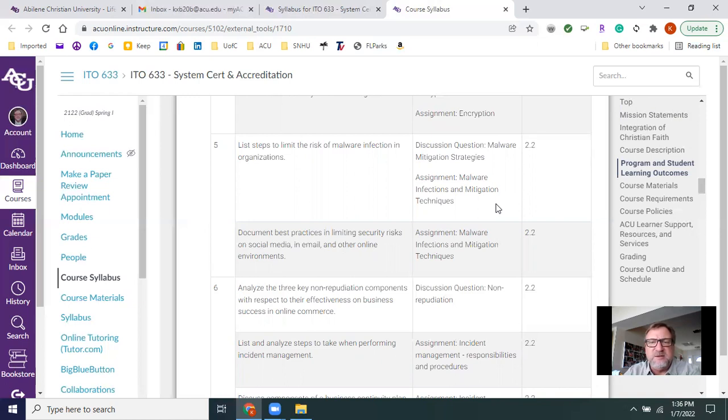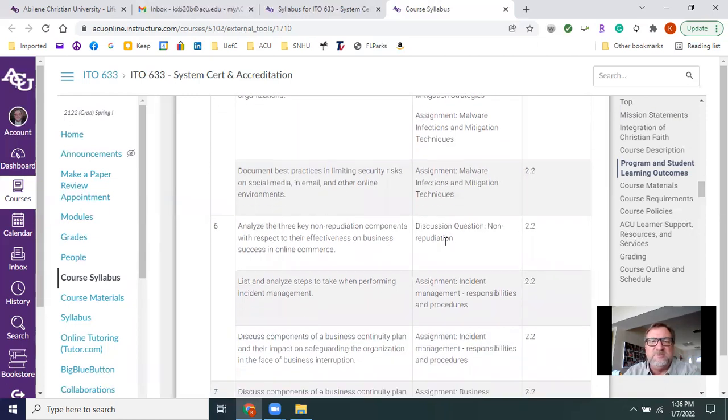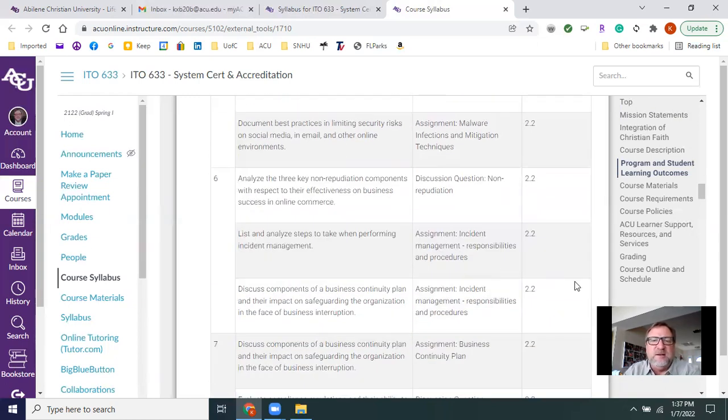We'll document best practices for limiting security risk on social media, email, and other online environments. In week 6, we'll analyze the 3 key non-repudiation components with respect to the effectiveness of business success in online commerce.